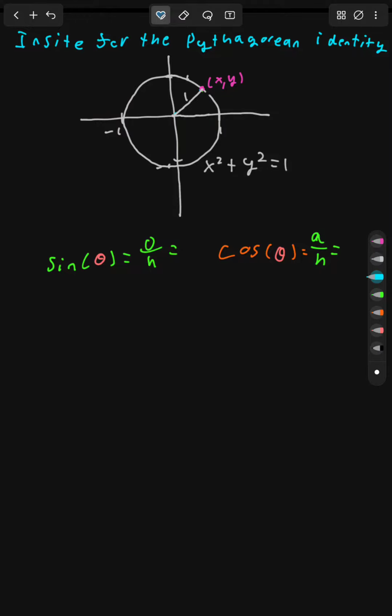We'll then draw down a perpendicular from the (x, y). More specifically, I'm doing this in green just for the point of showing. Then we will draw in an adjacent side in orange. This opposite side, or this green side length, is going to have a height of y. This orange side length is going to have a length of x.